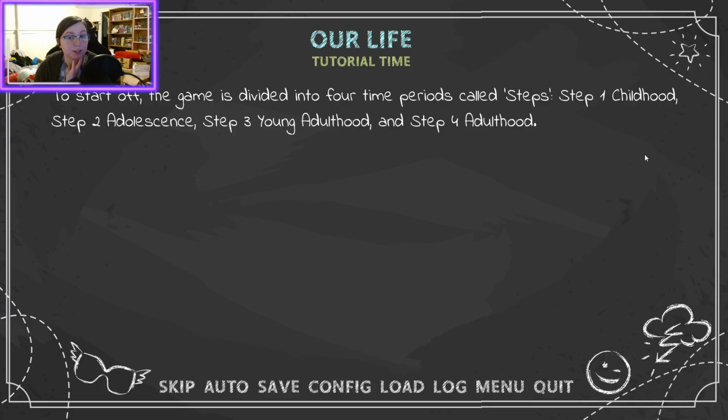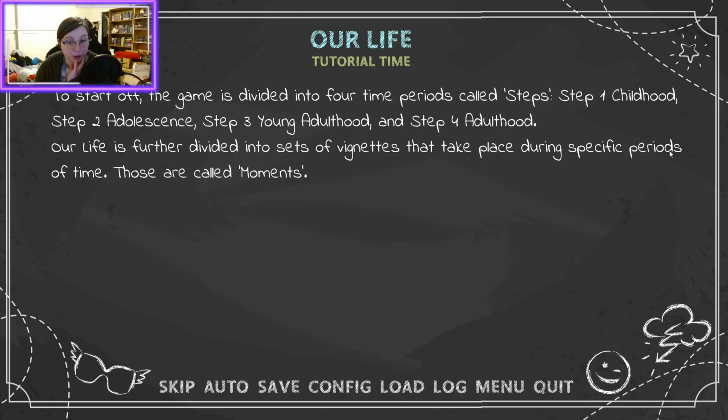To start off, the game is divided into 4 time periods called steps. Step 1, childhood. Step 2, adolescence. Step 3, young adulthood. Step 4, adulthood. Our Life is further divided into sets of vignettes that take place during specific periods of time. Those are called moments.